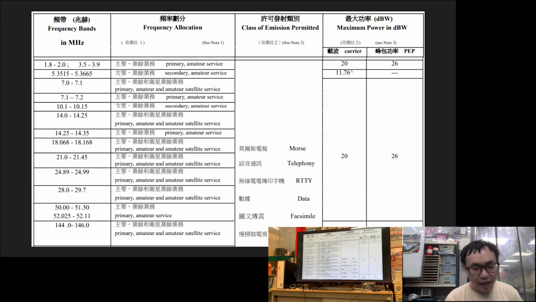The reason why they ask you in dB watt is that in the OFCA regulation for the logbook, they will ask you to record the power as dB watts, but not watts. But most of the people just record it by watts. But you can do the conversion and know what is the exact power you are using.